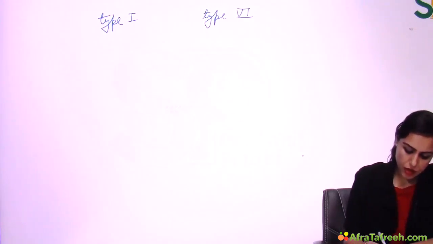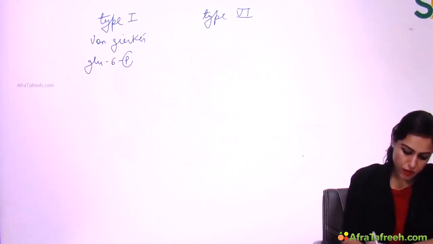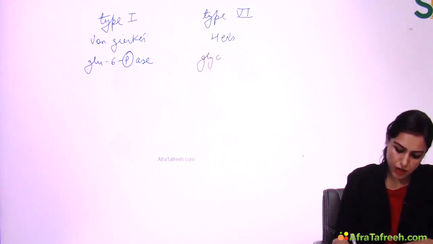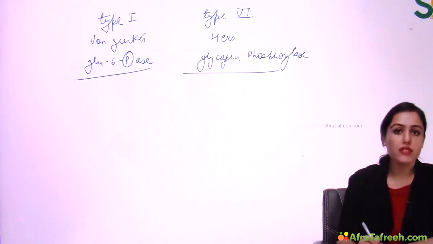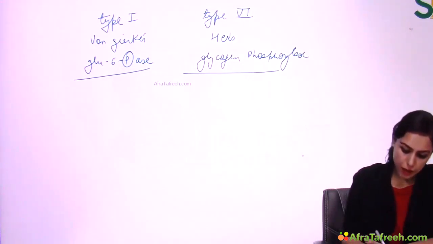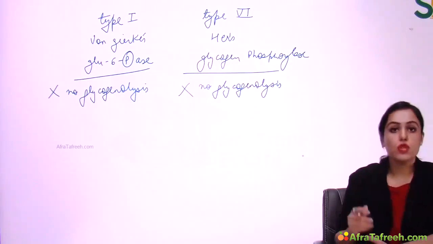Let's see how. We have to distinguish between type 1 and type 6. Type 1 is von Gierke's disease. In this, the enzyme deficient is glucose 6-phosphatase, and in type 6, Hers disease, the enzyme deficient is liver glycogen phosphorylase. Now in both patients, hypoglycemia is occurring. I told you whenever the liver is affected, hypoglycemia occurs. Why is hypoglycemia occurring? Because there is no glycogenolysis in both these cases. Both these diseases are a defect in glycogenolysis. Glycogen cannot give glucose in these patients.